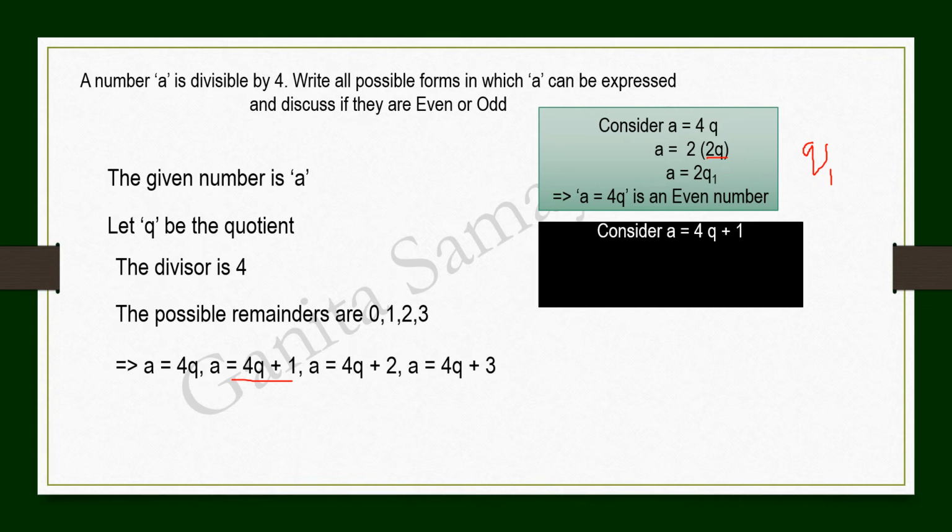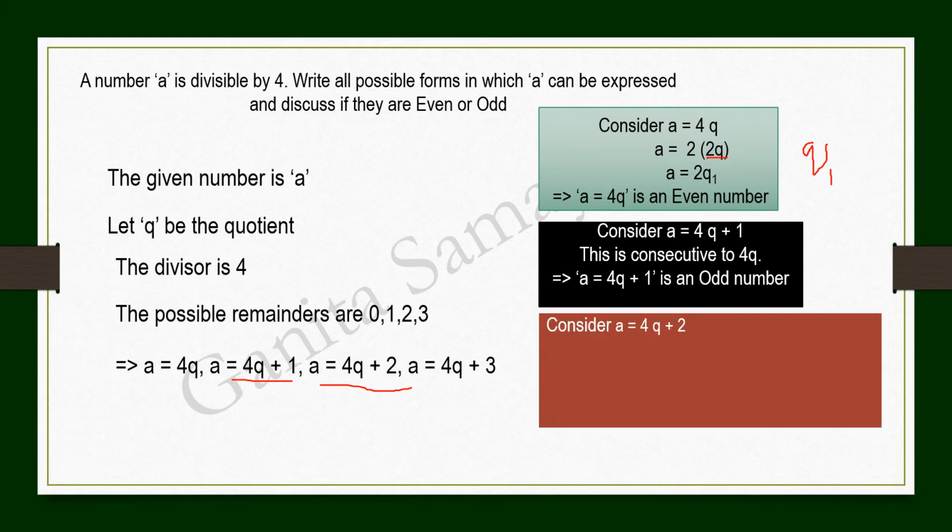So consider A equal to 4q plus 1. This is consecutive to 4q, so this must be an odd number. Let us consider A equal to 4q plus 2. This A equal to 4q plus 2 can be written as A equal to 4q plus 1 plus 1, children. So it is written like this.